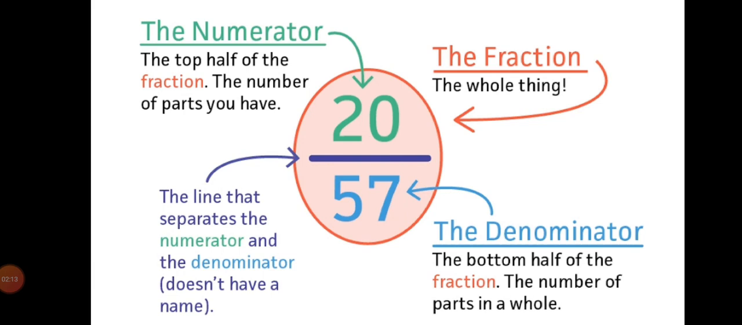Come to the definition. The numerator is the top half of the fraction, the number of parts you have. The line that separates the numerator and denominator doesn't have a name. And the denominator, the bottom half of the fraction, or the number of parts in a whole, is called the denominator.